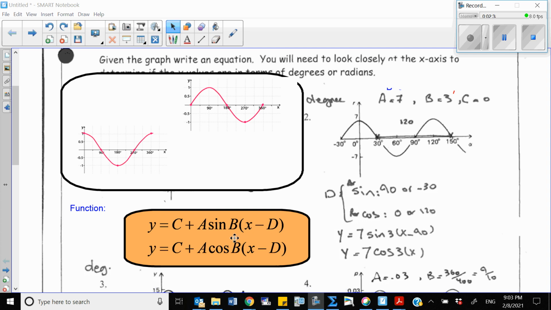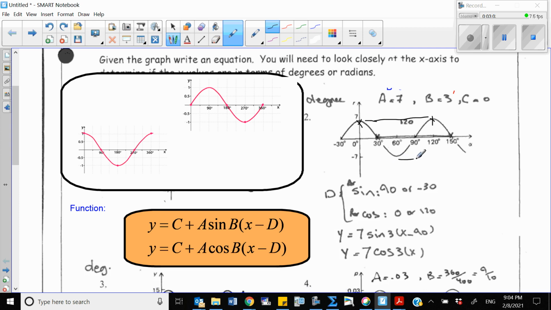Next, we need to find the b value. To find the b value, first of all, we need to find the period of the function. How do we find the period? By looking at the graph. You need to find the horizontal distance between two consecutive high points, like these two. So this distance. Or two consecutive low points. So these two low points, you need to find a distance between them. Or you can find the distance between two consecutive midpoints. Okay, so that's going to be this one and this one.